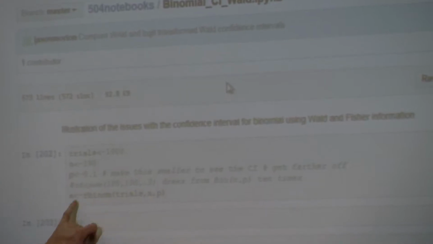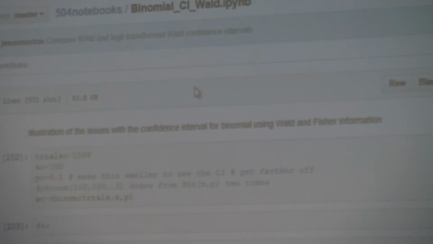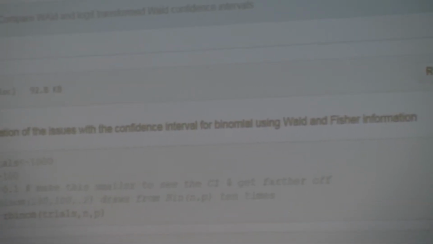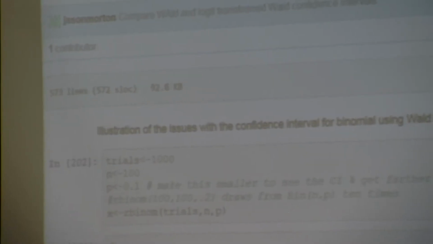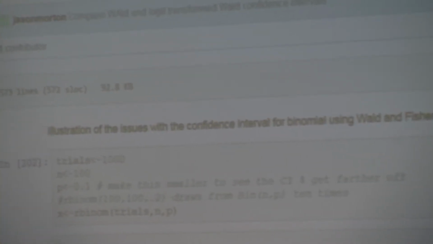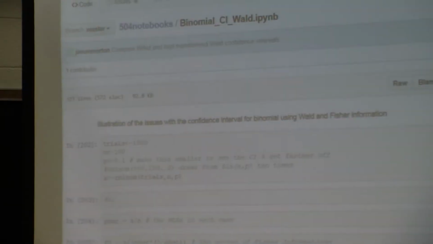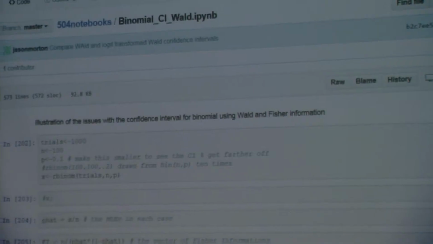All right. Then I do R binom, so I'm going to enlarge this font a little bit, if I can figure out how to do that. Can you turn off the light in the front? Yeah, sure. Is that better?